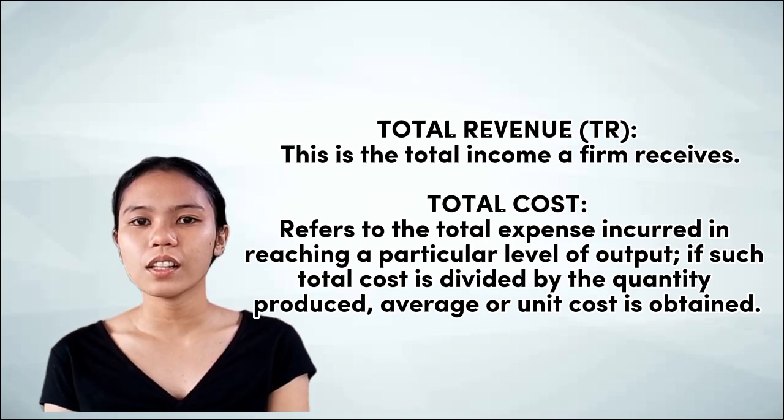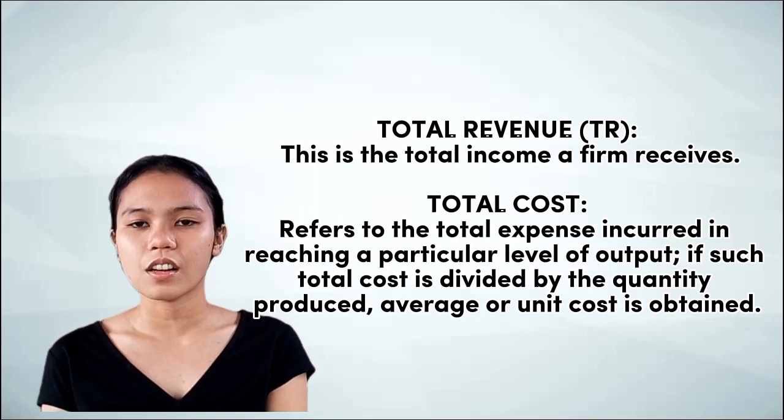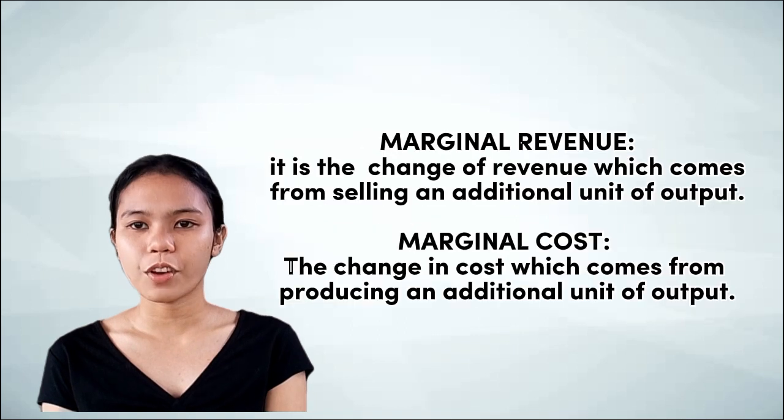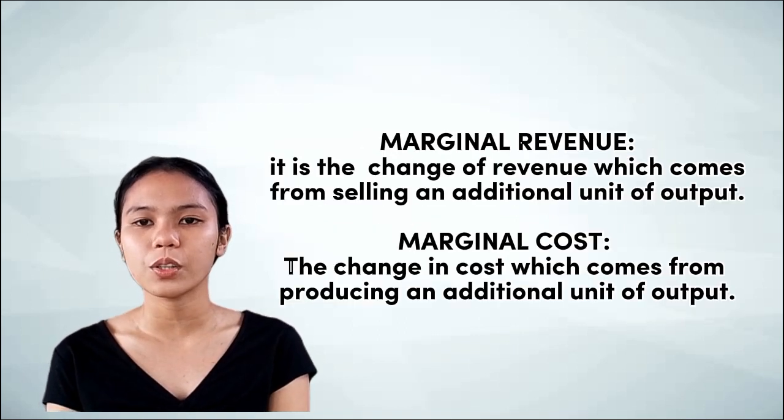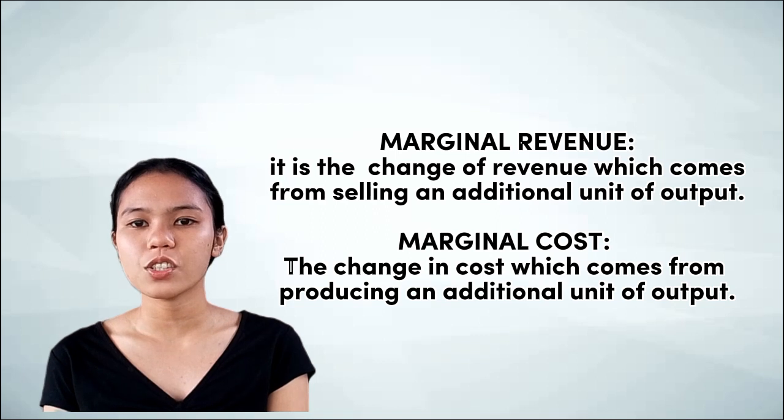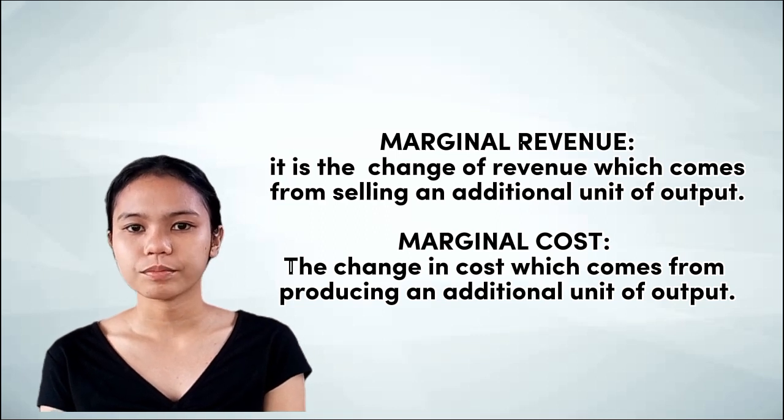If such total cost is divided by the quantity produced, average or unit cost is obtained. Marginal revenue is the change of revenue which comes from selling an additional unit of output. Marginal cost is the change in cost which comes from producing an additional unit of output.